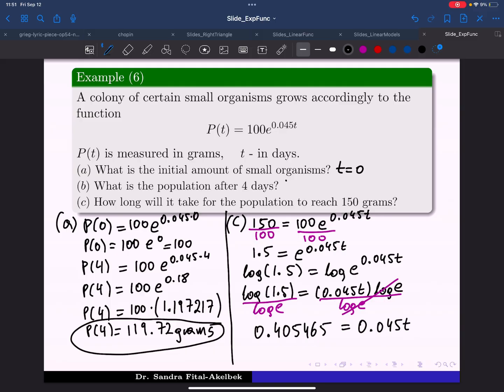We can use, instead of e, 2.7. That might be easier to calculate. And then later we divide by 0.045. This cancels out. So my final answer would be that t is equal to 9.01. So in other words, 9 days.